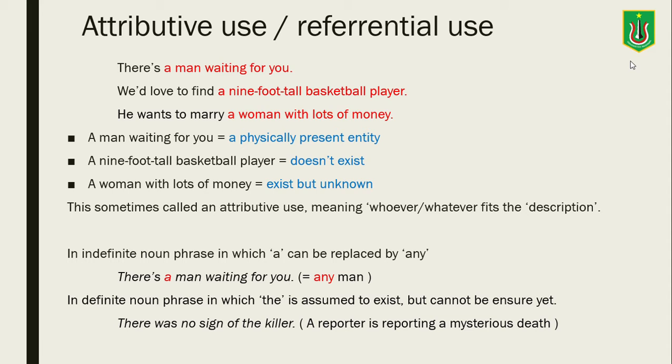In indefinite noun phrases, a can be replaced by any man. There's a man waiting for you. A man can be replaced with any man. That's what I mean. In this definite noun phrase, the killer is assumed to exist but cannot be ensured yet. There was no sign of the killer. Like a reporter reporting a mysterious death.